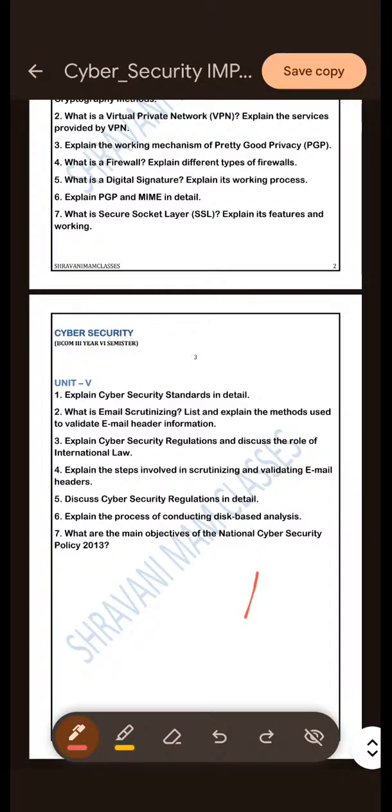Okay, next, cybersecurity policies. Any cybersecurity policies, like what are the main objectives of the National Cyber Security Policy 2013. You have to explain that 2013 policy, what that policy is, and what the main objectives of that cybersecurity policy are. A policy defines the rules to protect a country's cyberspace. If you take the national cybersecurity policy, explain the National Cyber Security Policy of 2013.